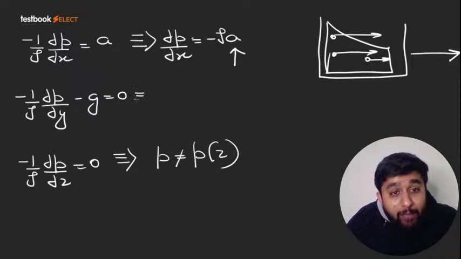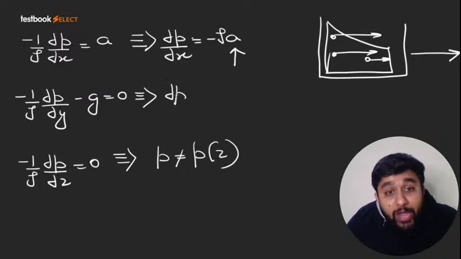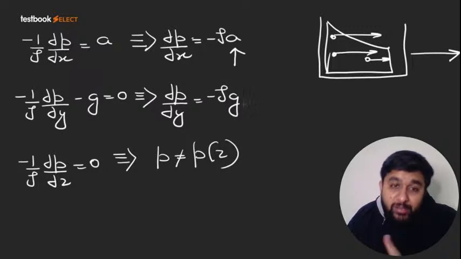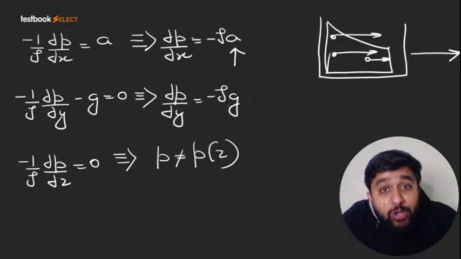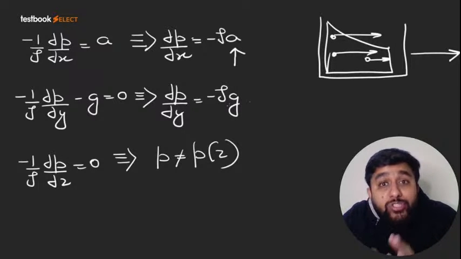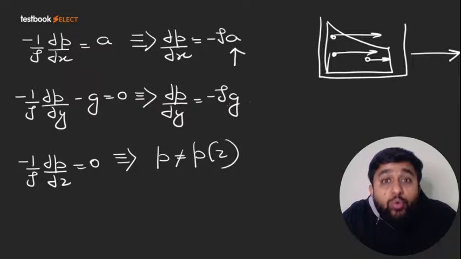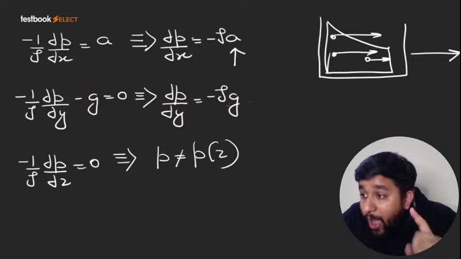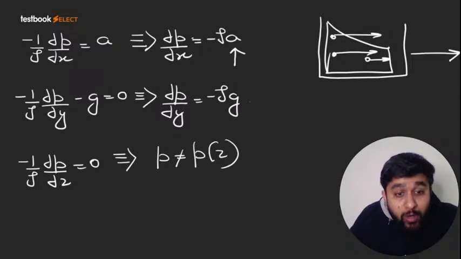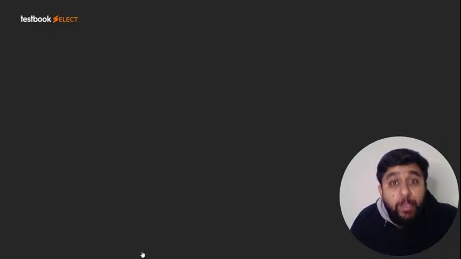और यहां से आपको क्या मिलेगा, यहां से आपको मिलेगा del p by del y is equal to minus rho g. So pressure is a linear function of x, pressure is a linear function of y, pressure is not a function of z. So this is a 2D problem, right? Now I hope you remember I told you how to find out the final shape of water.